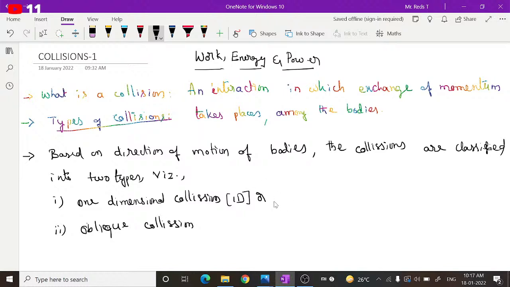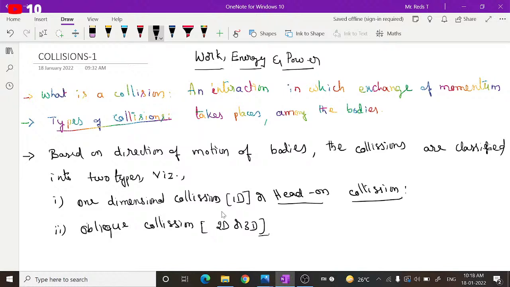You can write this additional point here: you can also call this a head-on collision. One dimensional collision can also be called head-on collision. And oblique collision, as already discussed, can be either a two-dimensional or three-dimensional collision. Two-dimensional and three-dimensional collisions together are called oblique collision. We have discussed briefly what a one-dimensional collision is and what an oblique collision is.